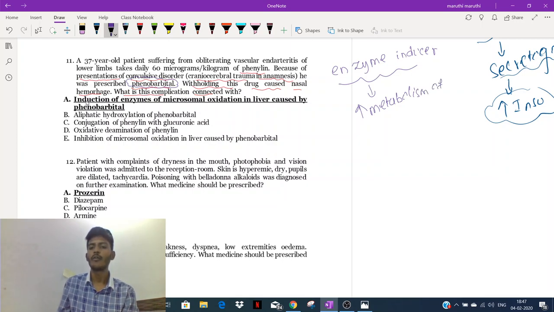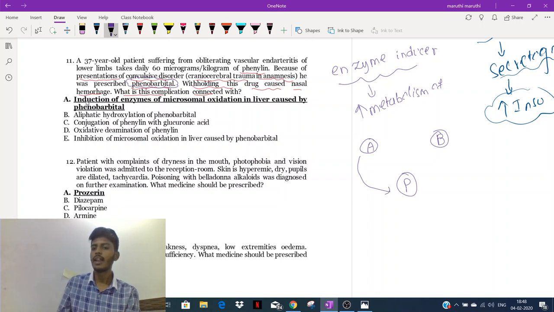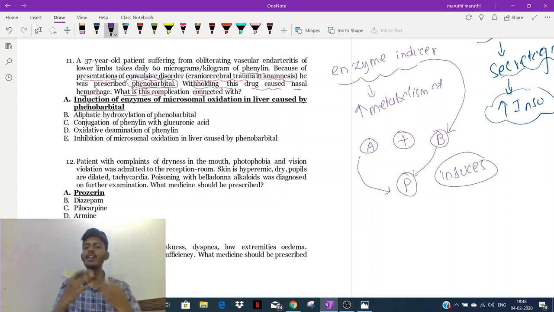For example, I have drug A and drug B. Now I have a patient who was taking drug A. Drug B is an enzyme inducer. Now I will add both A and B. B will induce the enzyme. Yes or no? When B induces the enzyme, A will also get metabolized. Means all the drugs will get metabolized faster because one of them is an enzyme inducer.